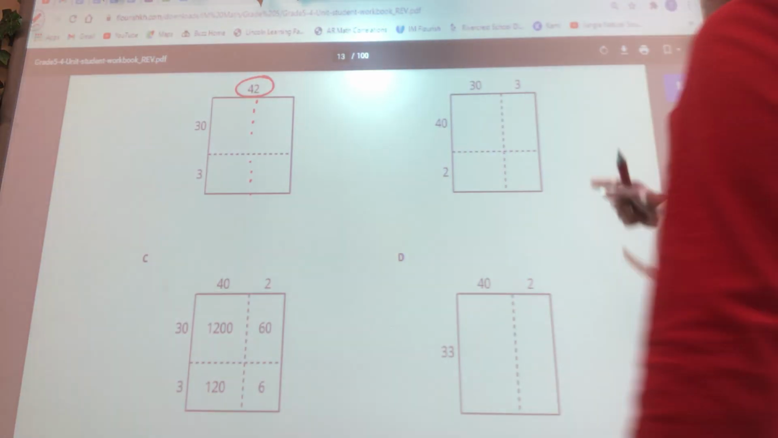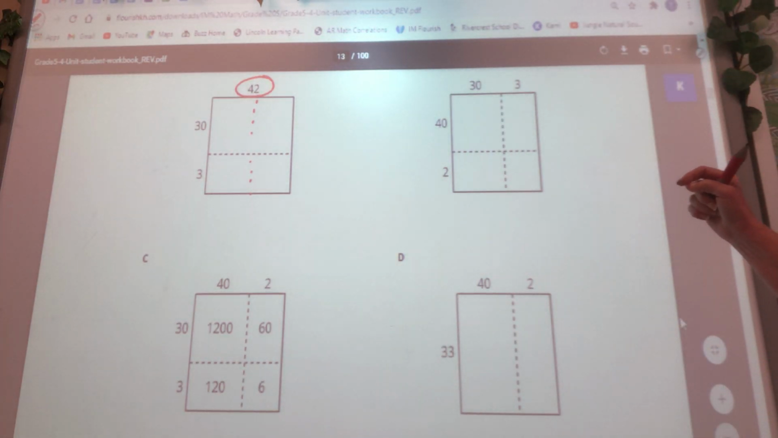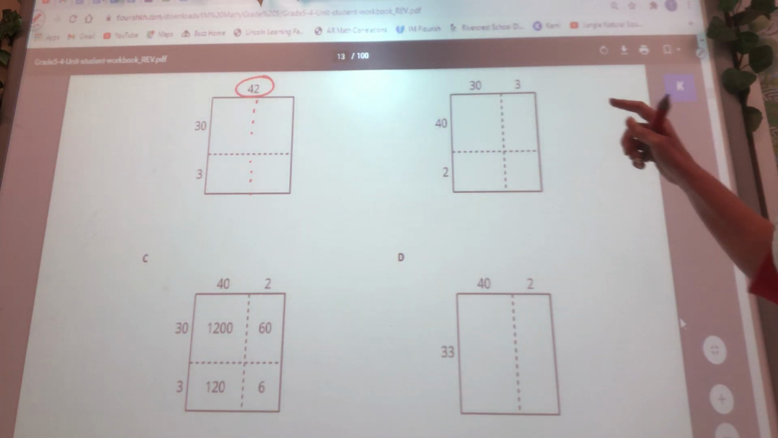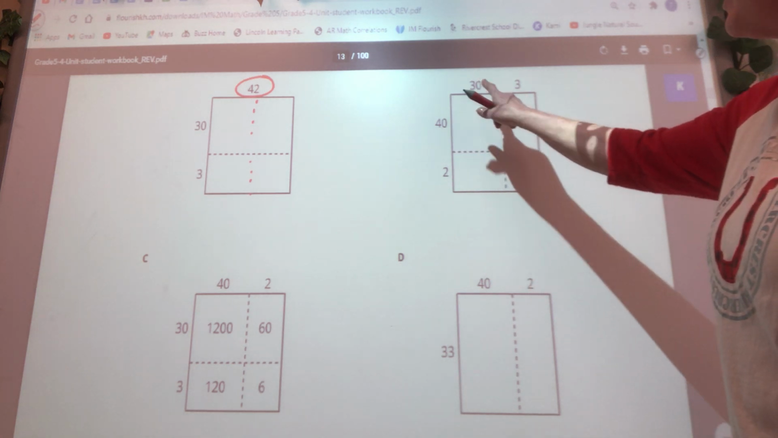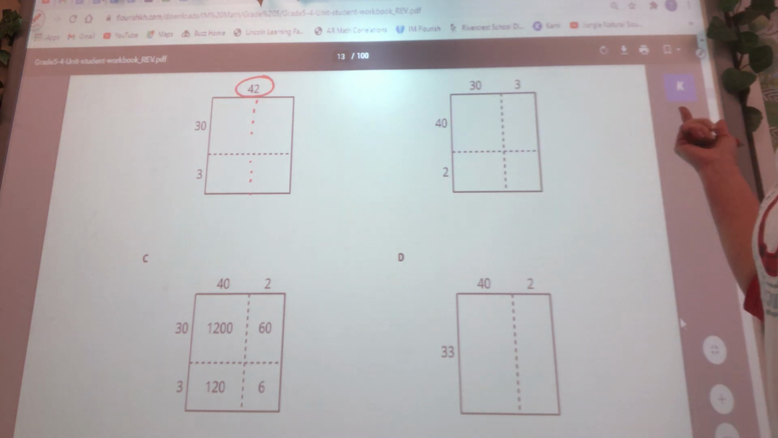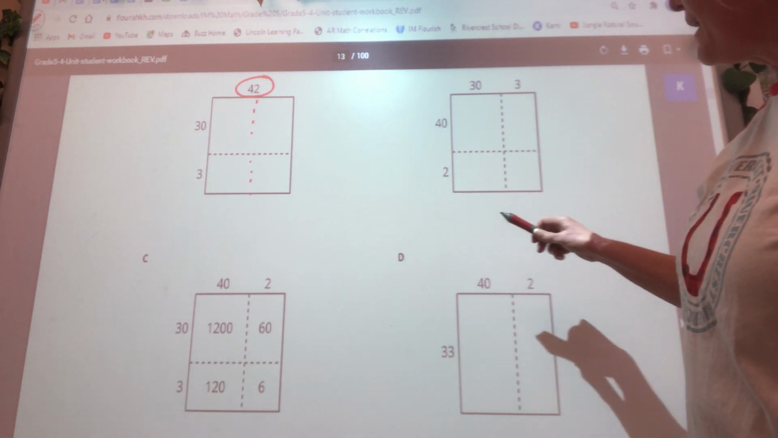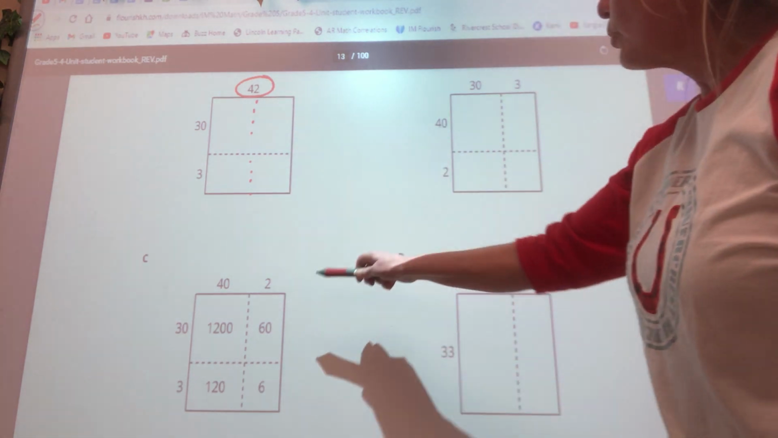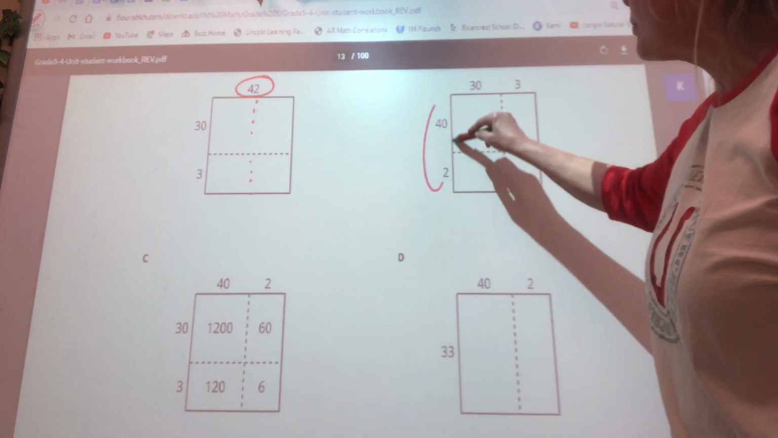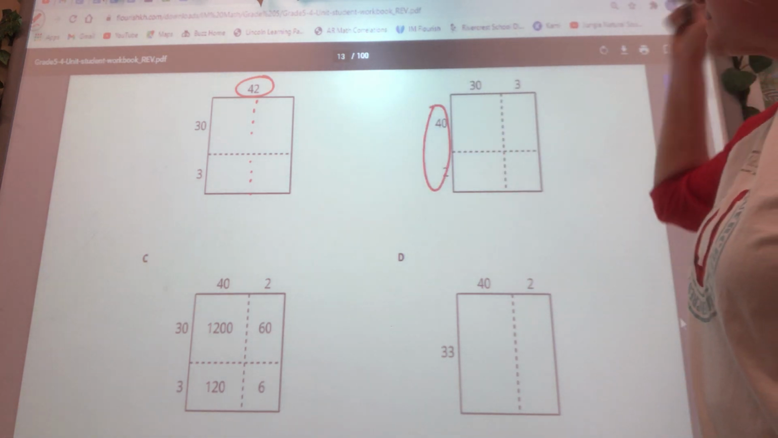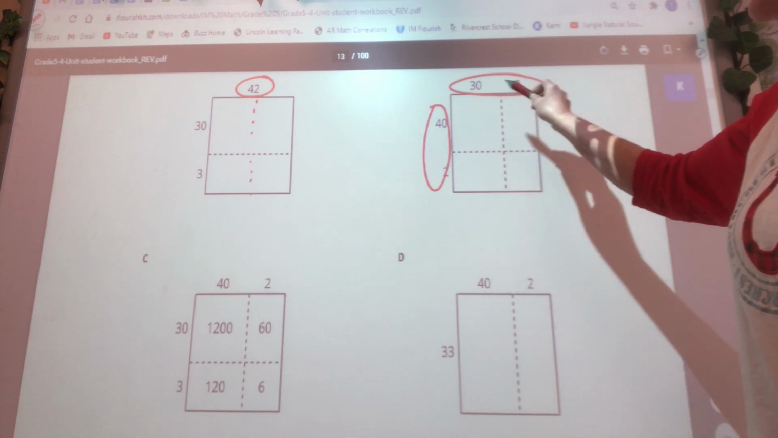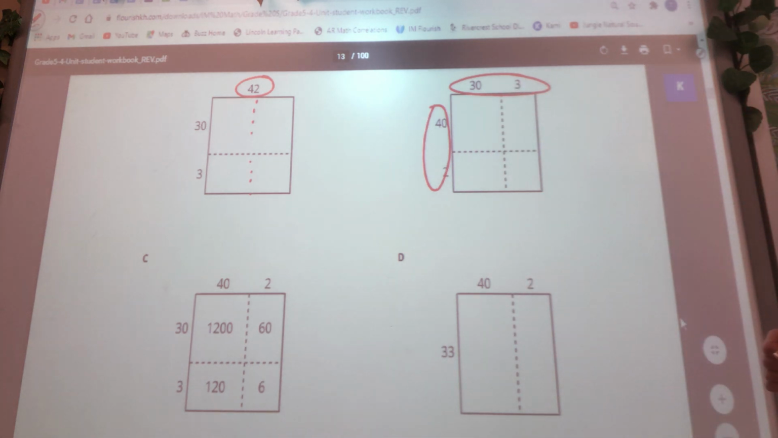If we move over here to this one, it has both sets of numbers broken out, but it's the only one that has 42 on the side instead of on the top. 42 is on the top of all the rest of them, so that's how this one's different. The numbers are on the different sides.